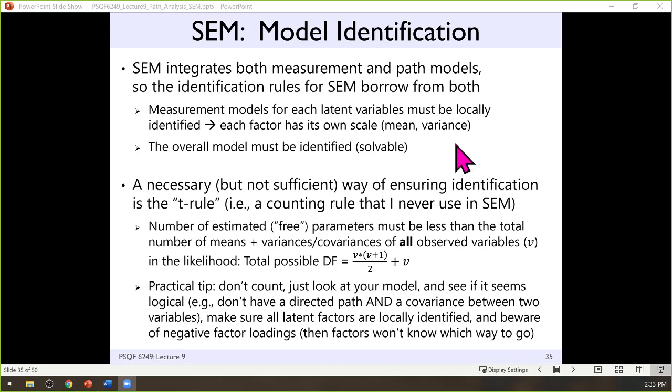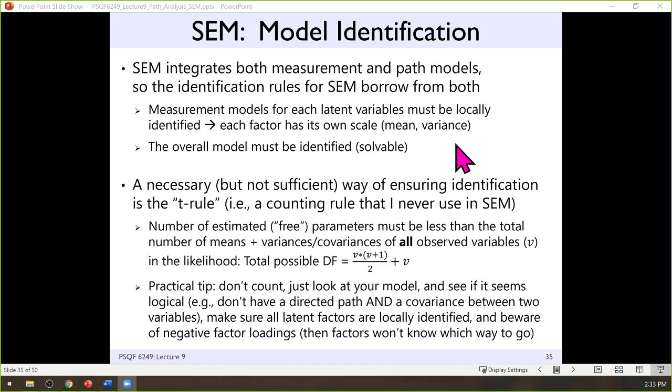Yeah, there are all kinds of rules that you will see in textbooks about whether or not an SEM is identified. Just look at it. It's kind of the same process by which I decide whether or not a sentence is grammatically correct or you need a comma. I can't articulate the rules, but I know when they're broken.